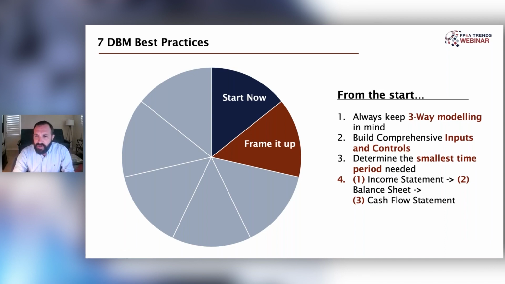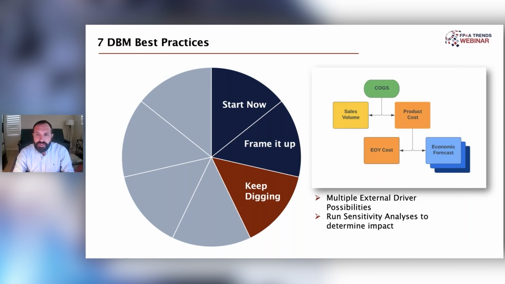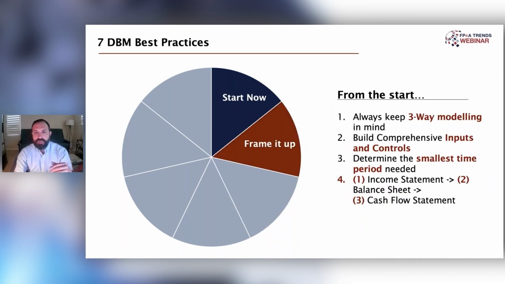The other thing is to build comprehensive inputs and controls. A lot of people like to call these global assumptions, and those inputs and controls should be set up in a scenario type situation: a base case, a bull case, and a bear case. These might include things like growth rate, inflation rate, wage rate, exchange rate, all the things that you will need to tweak at the global level and then flow through the rest of the model.